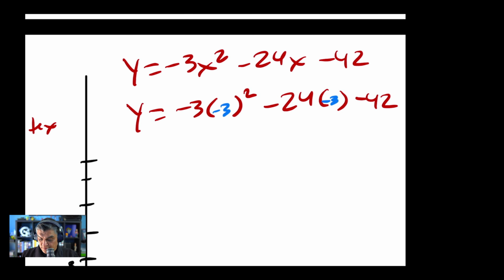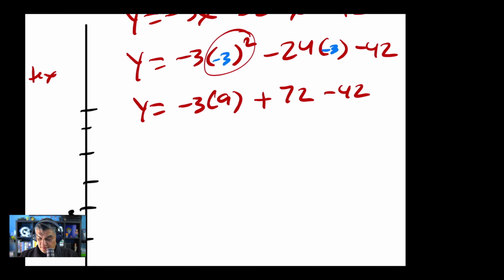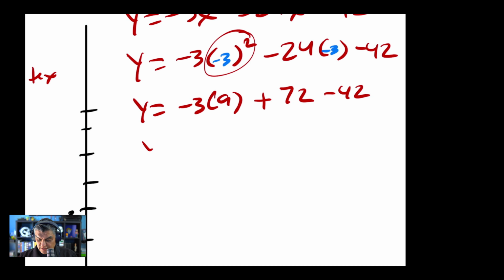And so now I get y equals negative 3, and negative 3 squared is 9, minus 24 times 3. Well, actually, negative times negative will give me positive. So plus 24 times 3 is 72 minus 42. Everyone good so far? Okay, so then I get y equals negative 3 times 9.